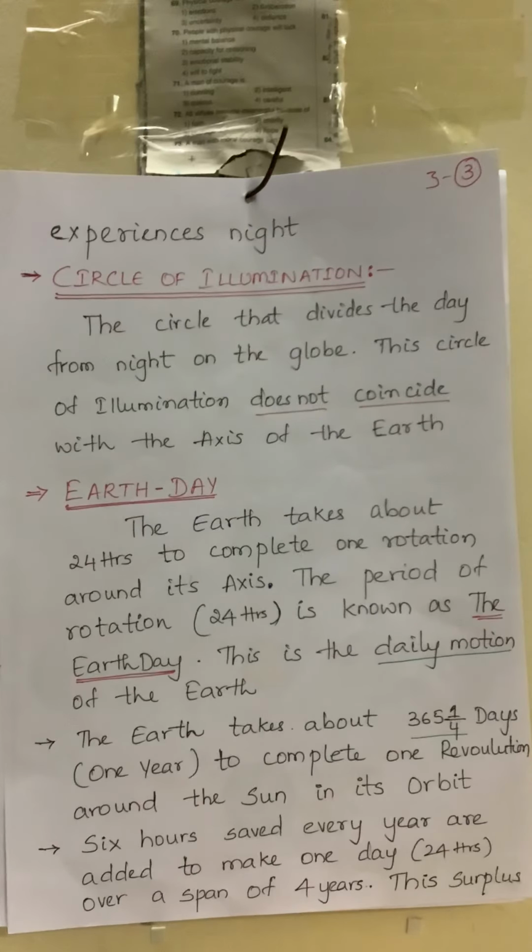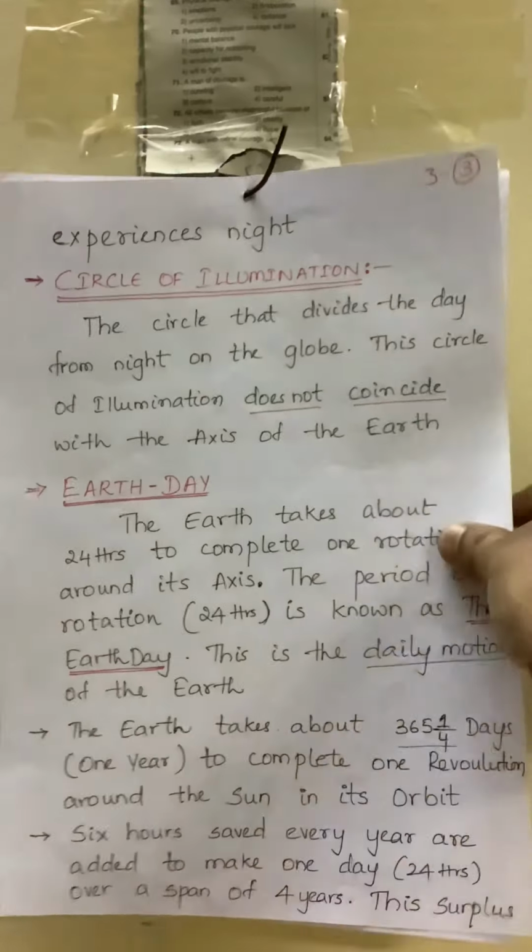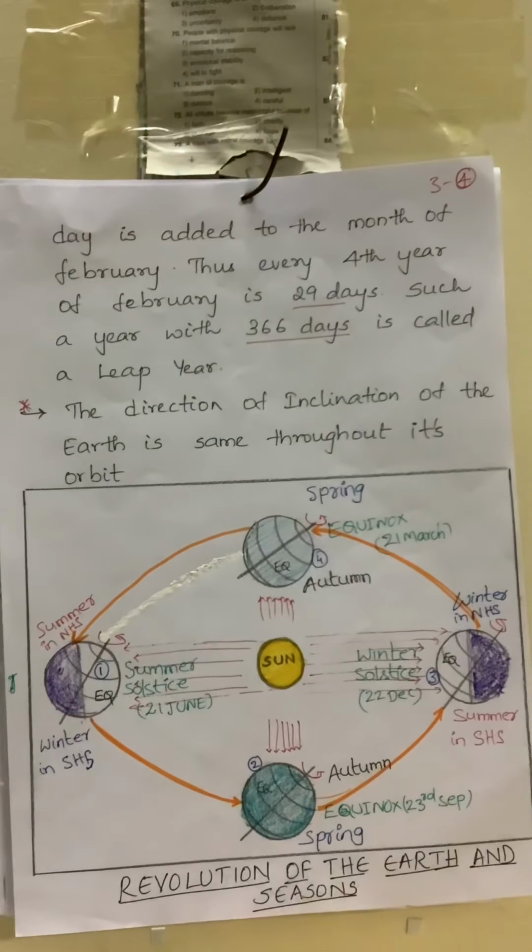Next point, the Earth takes about 365 days and 6 hours. 1/4 day means 6 hours. The Earth takes about 365 days and 6 hours to complete one revolution around the Sun in its orbit. These 6 hours saved every year are added to make one day, that is 24 hours, over a span of 4 years. This surplus day is added to the month of February. Thus, every 4th year February has 29 days. Such a year with 366 days is known as leap year.